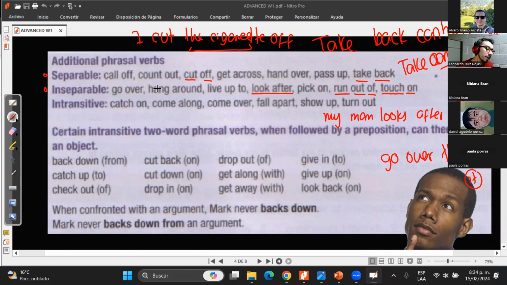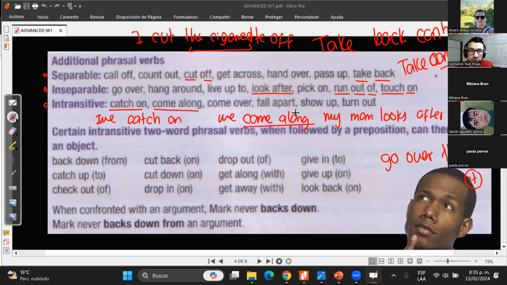And of course, we have the other verbs which are intransitive, o sea, no object, no hay objeto, right? Nothing goes after that. No hay ningún objeto que vaya después de él, right? Entonces, catch on, listo, atrapar. That's it. So, for example, we catch on, it means like como adelantarse, ¿no? Como ponerse al día, right? Yeah. Come along, it means llevarse bien. For example, we come along.